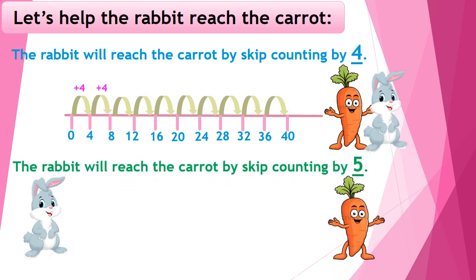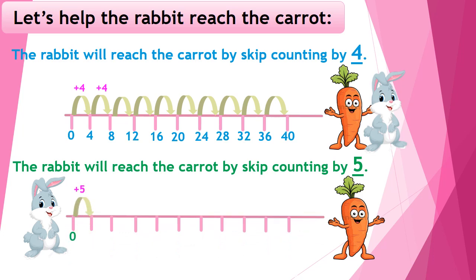Another bunny here wants to reach his carrot using skip counting by 5. So each time I will add 5. So 0 plus 5, 5. 5 plus 5, we studied it in doubles in grade 2. 5 plus 5, 10. 10 plus 5, 15, and so on. Also, we have here a song to help us memorize skip counting by 5.